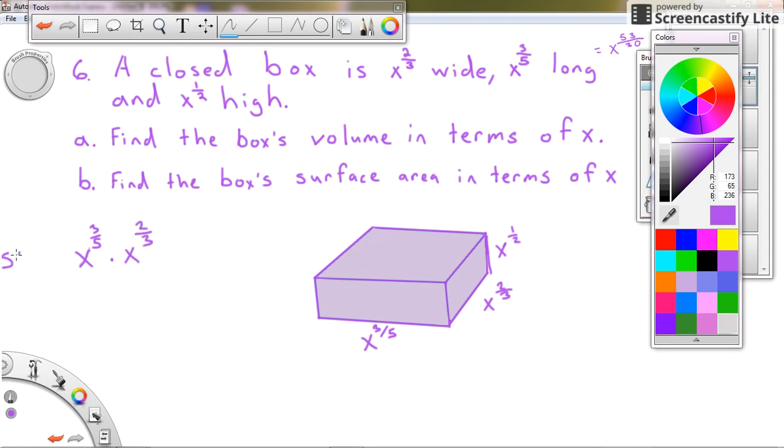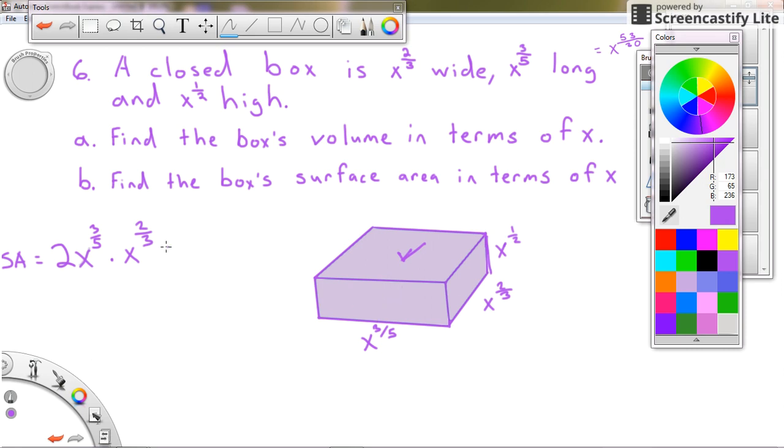Okay, and you know what? I'm just going to write here, surface area equals, and there's actually 2 of these, so it'll be 2 times x to the 3/5 times x to the 2/3. That takes care of this side. Okay, so we're done there. Check. Let's do this side.